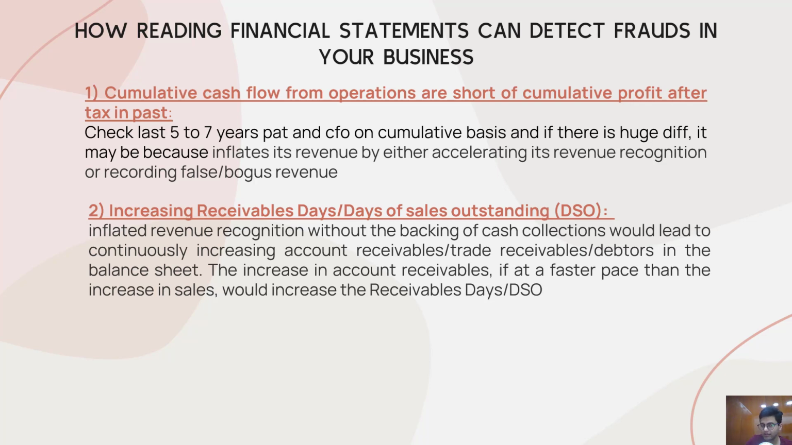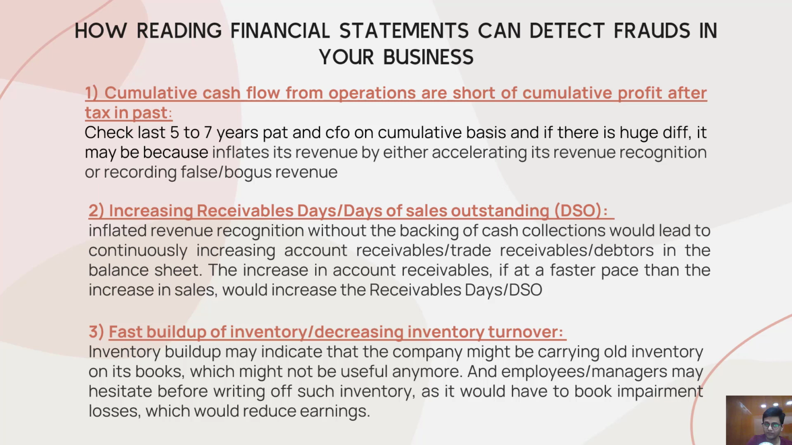Check the receivable days for the last 5 to 7 years. If they are increasing at a very high rate as compared to the increase in sales, that means that maybe you are being shown receivables which are not actual receivables. And the third one and the last one, there's a very fast build-up of inventory.